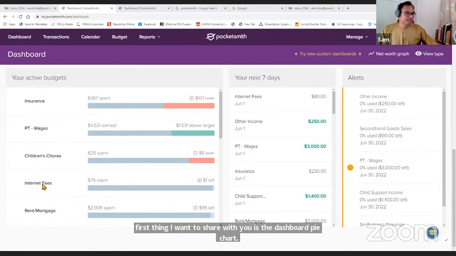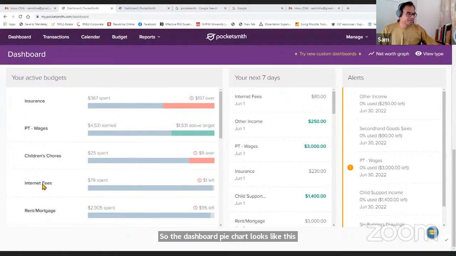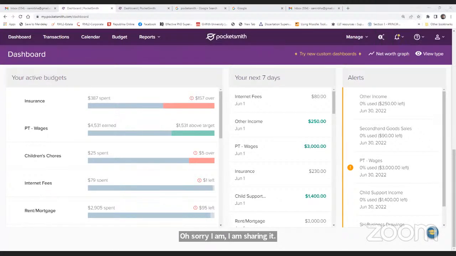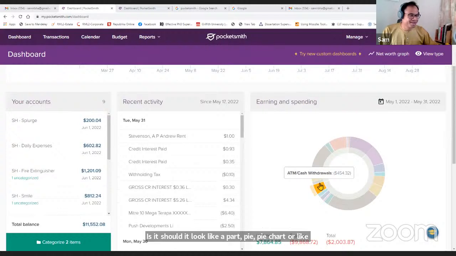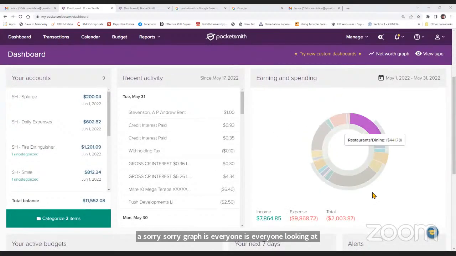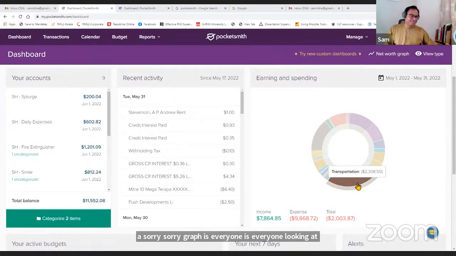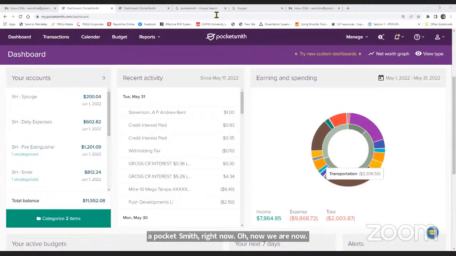So the dashboard pie chart looks like this on PocketSmith, right? Oopsies, I did not share it. Oh, sorry, I am sharing it. Oh, but should it look like a pie chart or like a graph? Is everyone looking at PocketSmith right now? Oh, now we are. Sorry, I thought I was showing the slides, but it turns out I wasn't showing the slides.